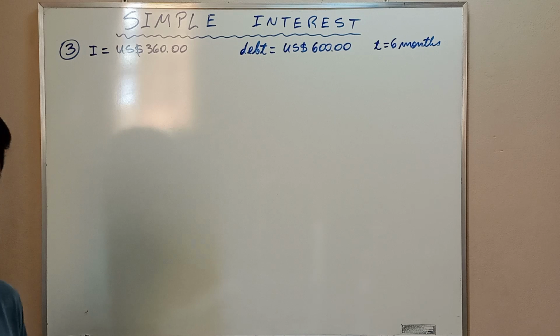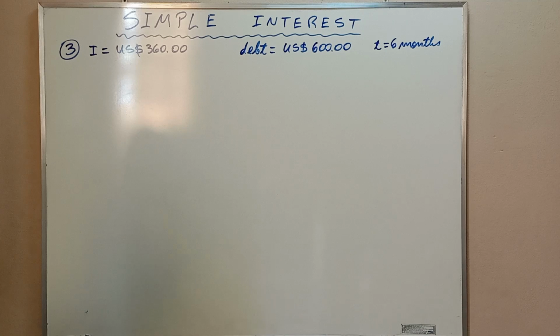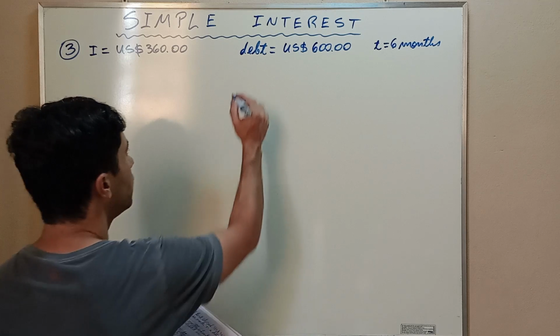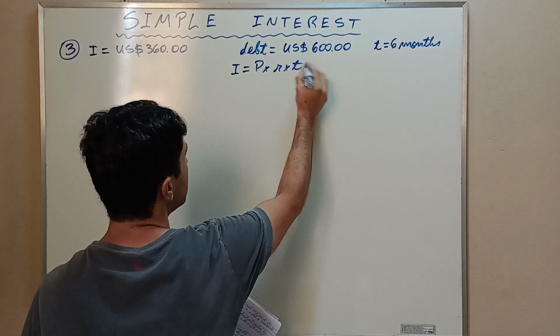But before going to the solution, let's review the information that the exercise provided. The exercise said that the bank charged $360 of interest for a delay of 6 months on a debt of $600, and the exercise wants us to calculate the monthly interest rate applied by the bank using the simple interest method. Okay? So that's what we are going to do. And to determine the monthly interest rate charged by the bank using the simple interest method, we use the following formula.